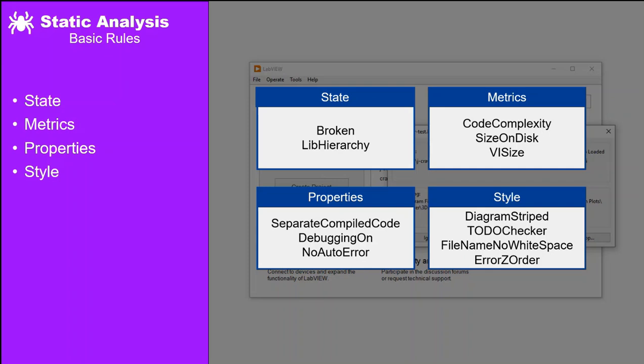And so we have some rules that are designed to make sure that the structure is correct, that it's not broken. The live hierarchy rule verifies that all class members are nested under their class in the directory structure. We have rules that gather metrics so that I can do statistical reports on my code and understand the code complexity and size on disk of each. We can verify properties for a project I'm working on. It's required that all VIs have separated compiled code, and we can even check style.